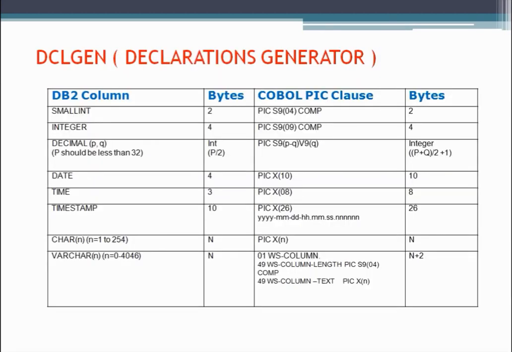Defining those corresponding compatible variables in a COBOL program can be done manually as well. But consider the table size is very huge. Errors may occur and it will be a very time-consuming process. So you don't need to define those variables manually. DB2 has a facility called DCLGen, which is also known as declaration generator. What does it do? You only need to provide the table name, and once you provide it, it will declare a corresponding compatible variable for each column in our COBOL program.